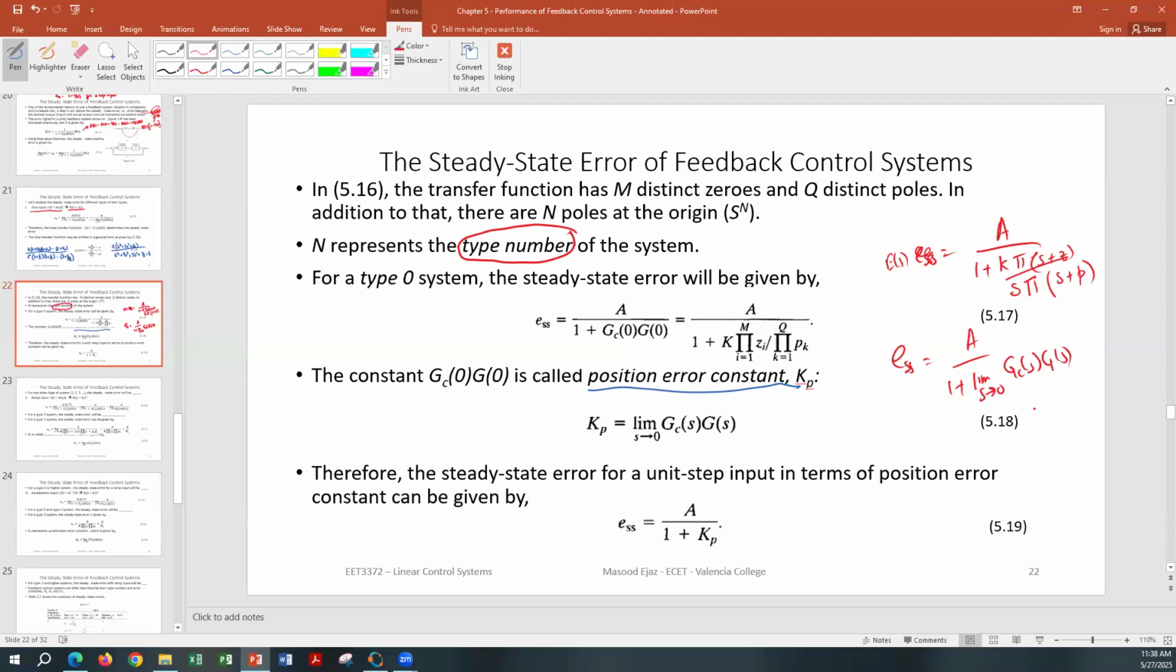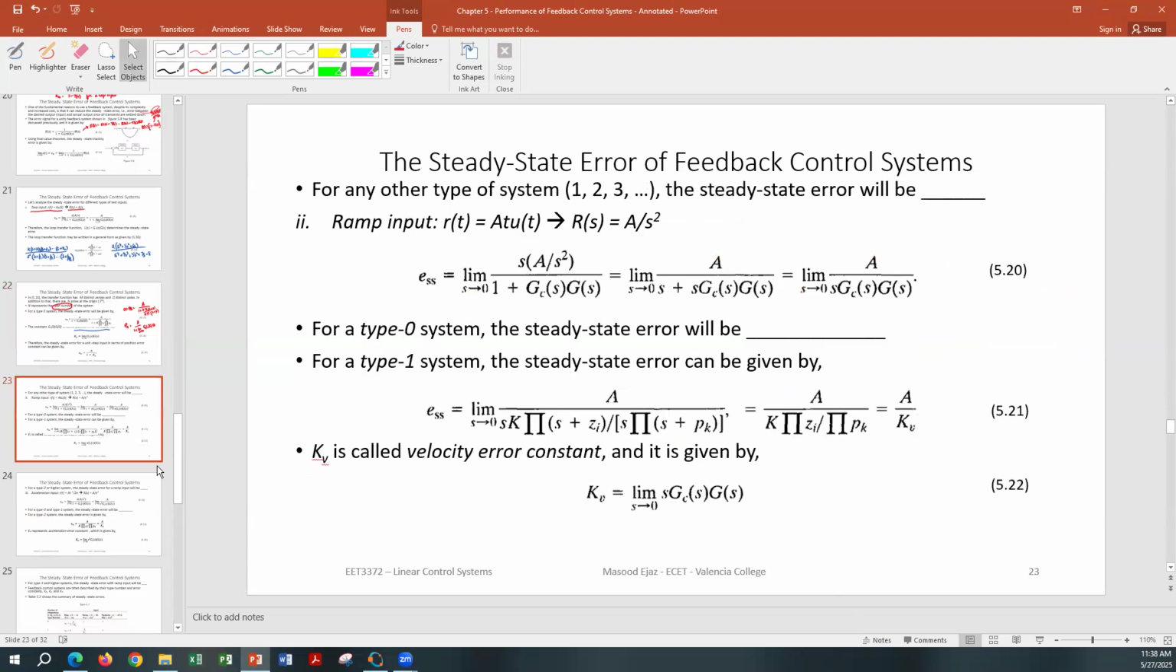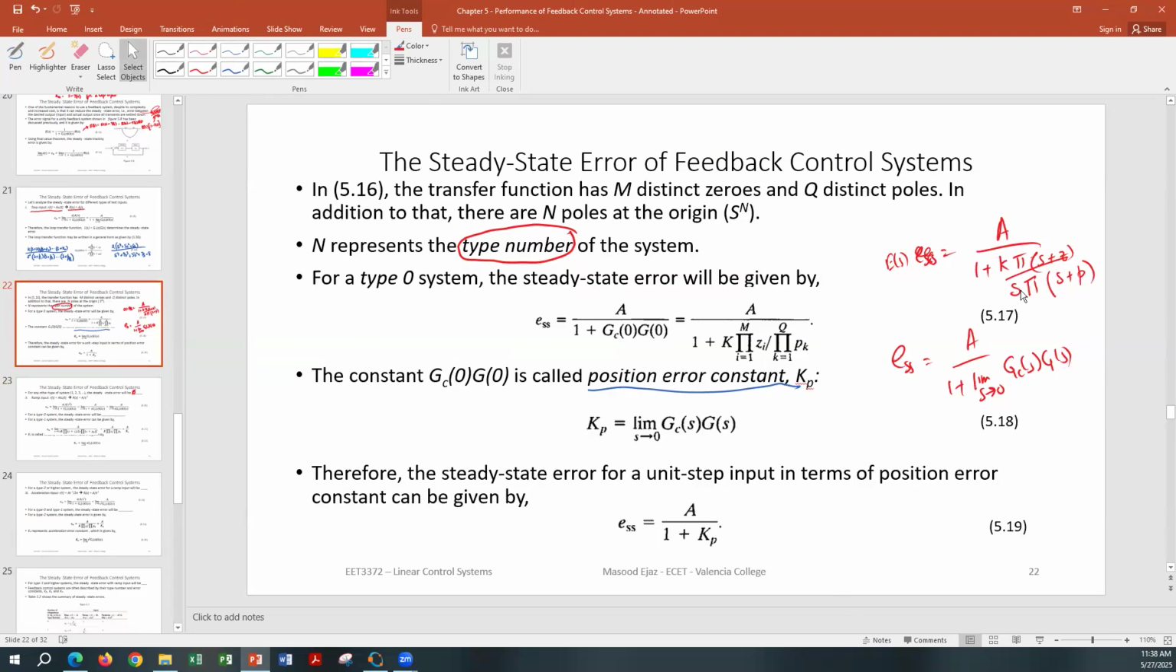It is going to be non-zero only if, for step input, your system is a type 0 system. Then you have non-zero steady state error. But if you have any other type, then your steady state error will always be zero. Because your denominator here, remember this s is representing the type of the system. s to the power 1, type 1 system, s to the power 2, type 2 system, and so on and so forth.